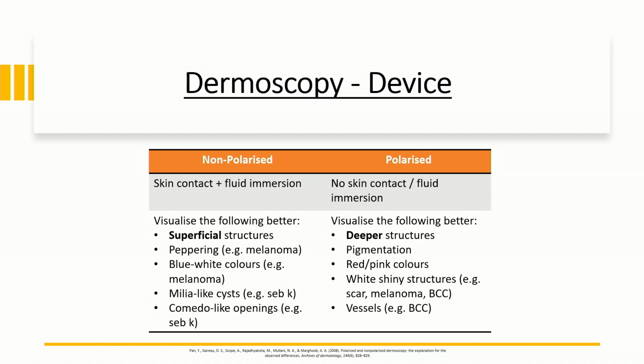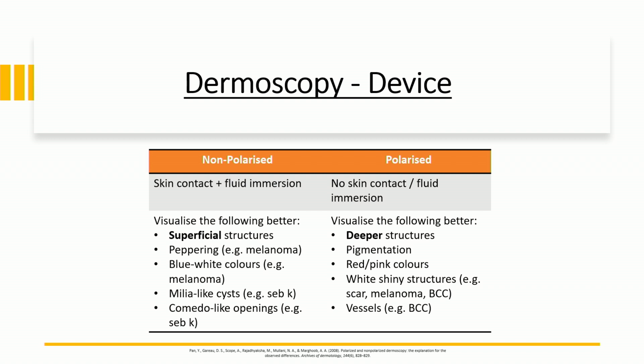So with dermoscopy, you have non-polarized and polarized devices, and a lot of devices these days have got 2 in 1. Normally there is a button where you just press it and it will change from one mode to a different mode. The way it's different is that non-polarized requires skin contact and fluid immersion, whereas polarized doesn't require skin contact or fluid immersion. The major difference is which structures are better visualized under which mode. I'll show you some pictures in a sec.